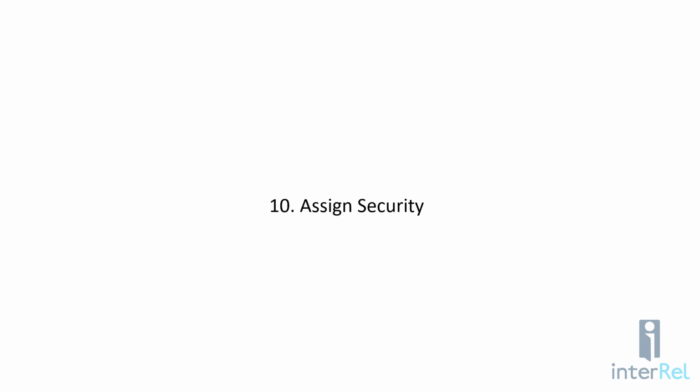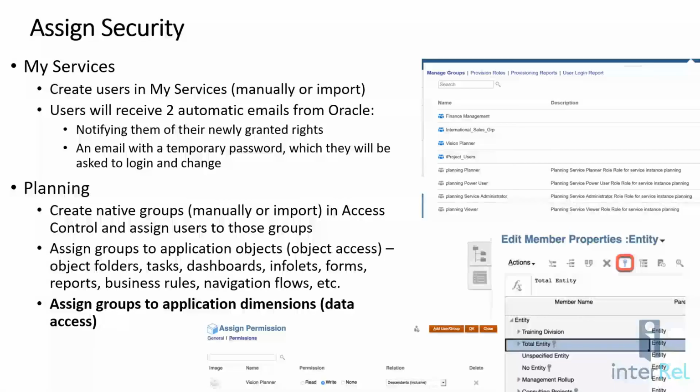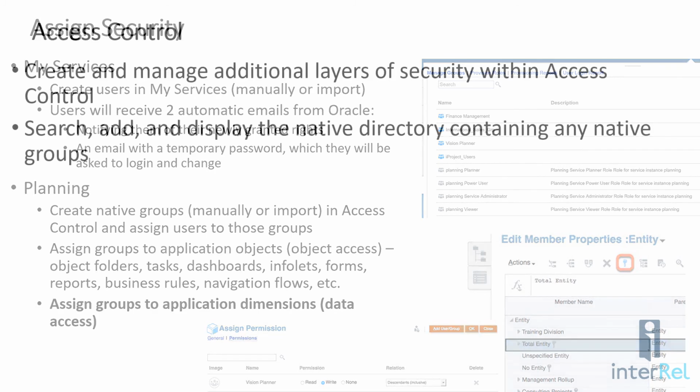Step 10. Assign security. For native environments, not SSO enabled, there are 3 easy steps to set up security and planning. First, we create users in My Services and provision their roles. Next, create native groups through access control. Assign users to those groups. Lastly, assign application access to users or groups within the planning application.